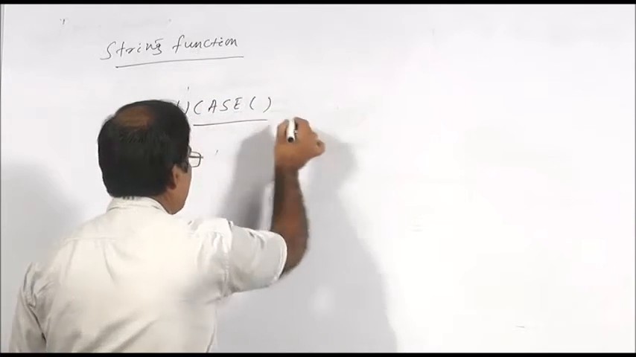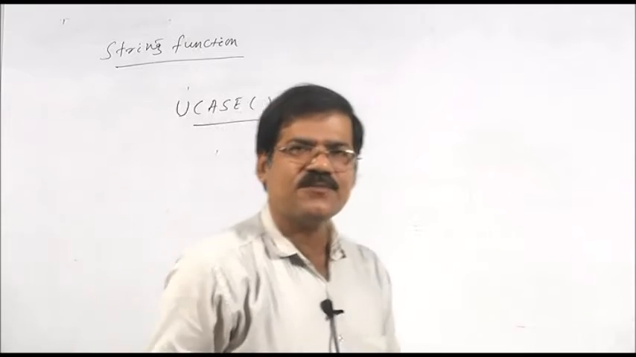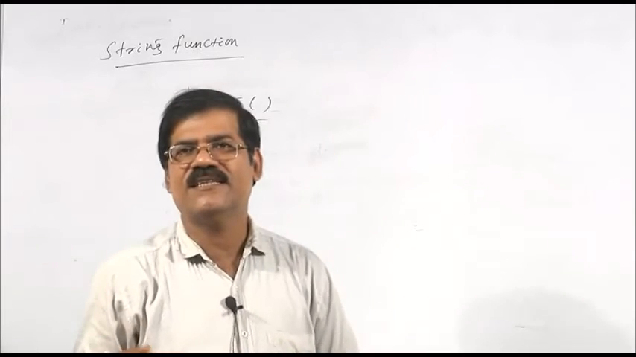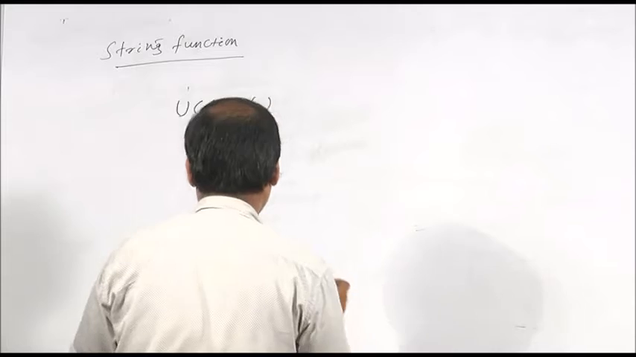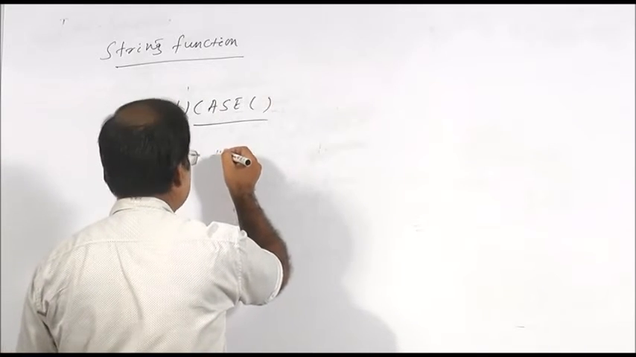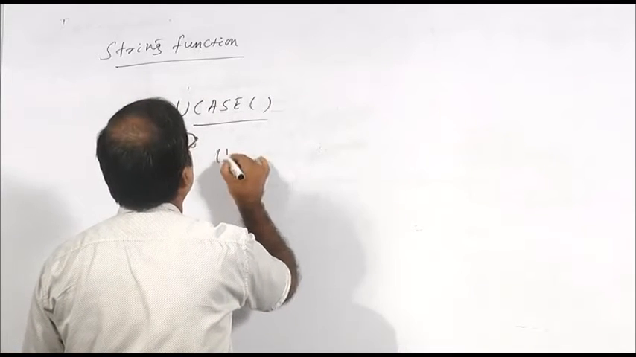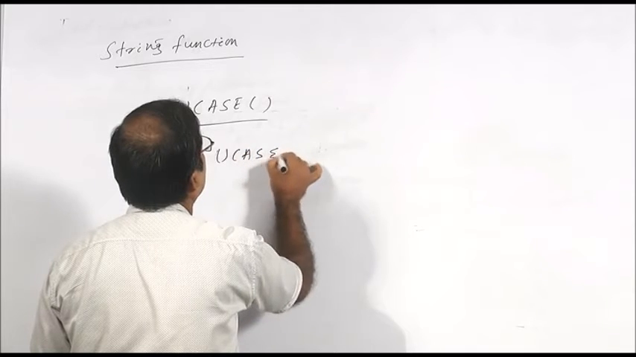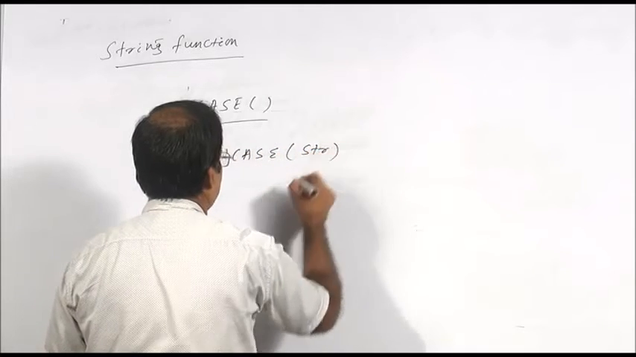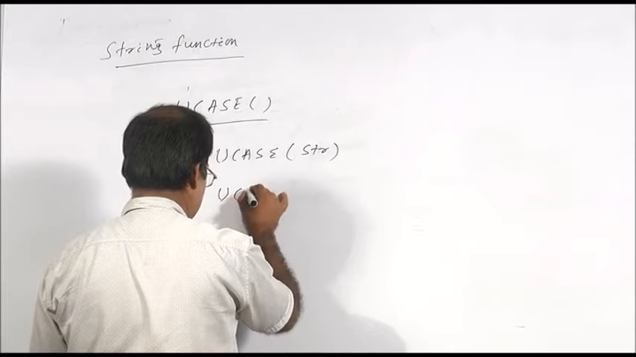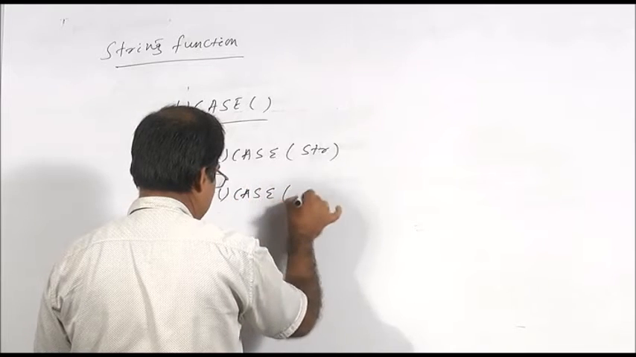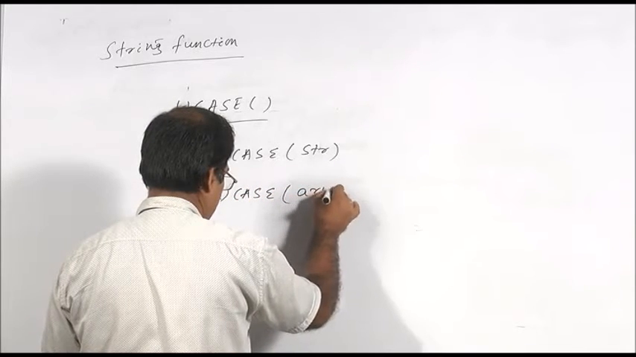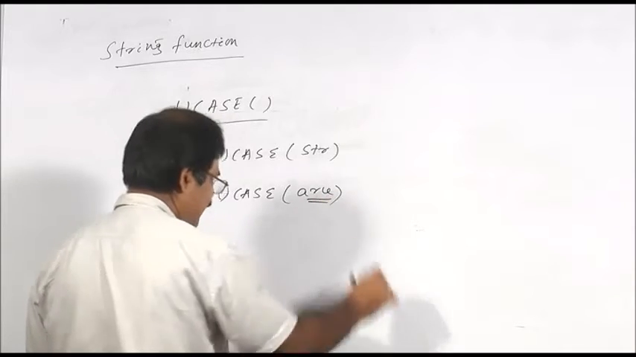U case means upper case. That means if the string is in lower case, it changes to upper case, meaning capital letters. So with U case, you write the string. Suppose the string is Aru. This is in small letters.